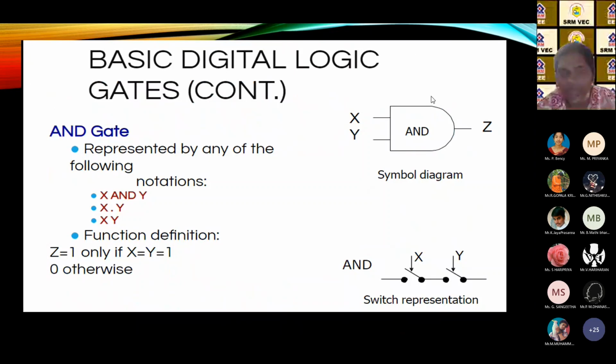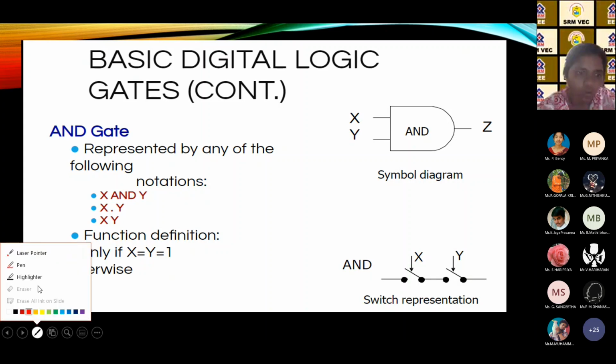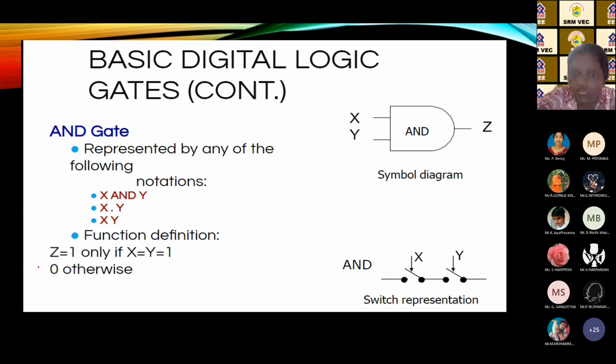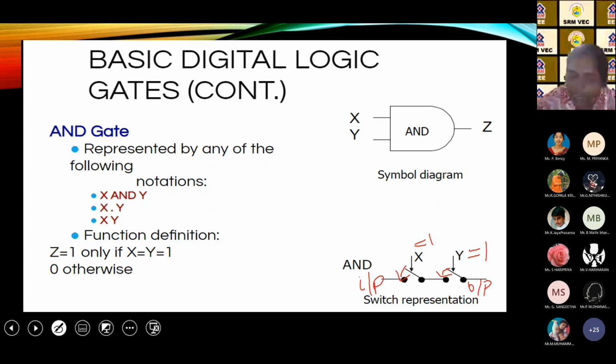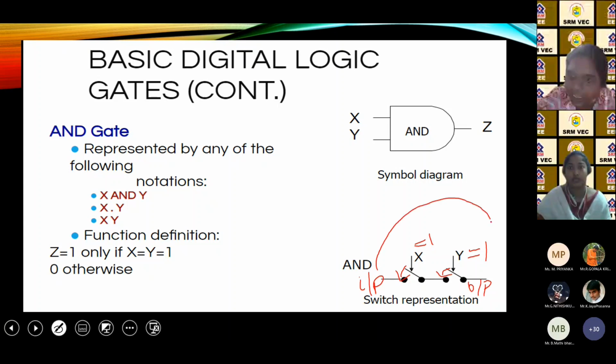We know an AND gate needs two inputs, X and Y, and gives an output. How can it be represented with switches? AND is nothing but when both switches are closed. When X is 1, the switch will be closed, and when Y is 1, this switch will be closed. See, this is the input side and this is the output side, for example. When these two switches are closed, the input will be taken to the output.